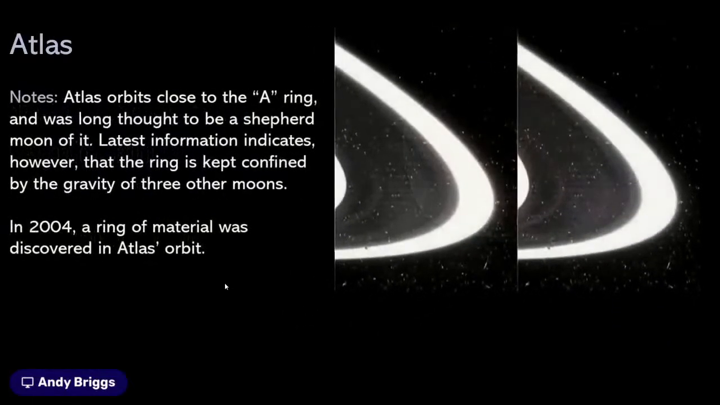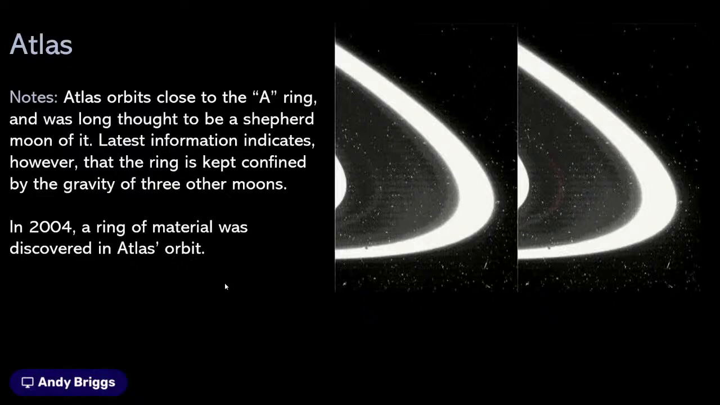And for a long time, Atlas was thought to be shepherding the A ring to make it keep its shape, but it's now thought that it isn't actually a shepherd of the A ring at all. The latest information indicates that the ring is kept within its limits by the action of three other moons, Prometheus, Janus, and another one I can't remember. So Atlas is not actually a shepherd moon.